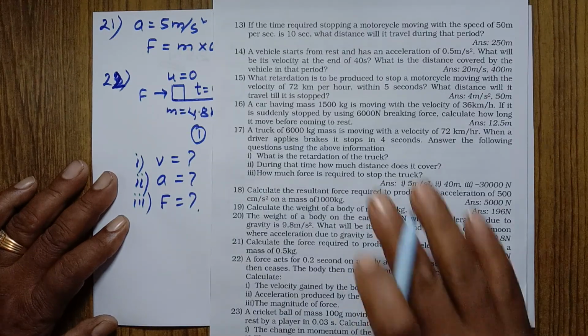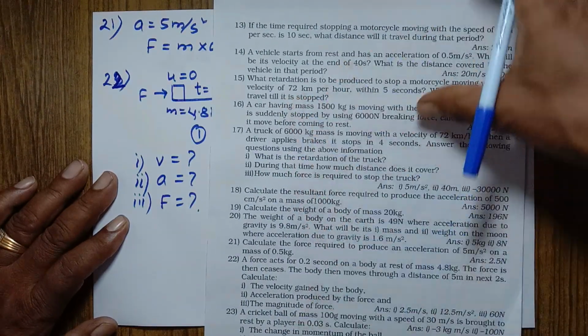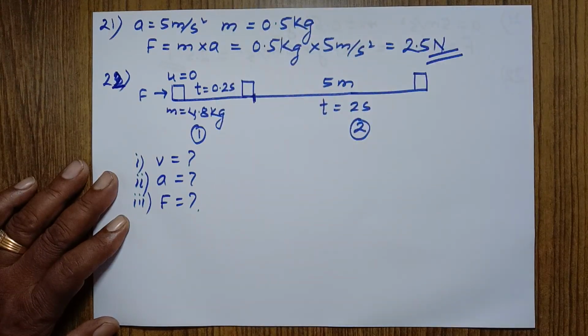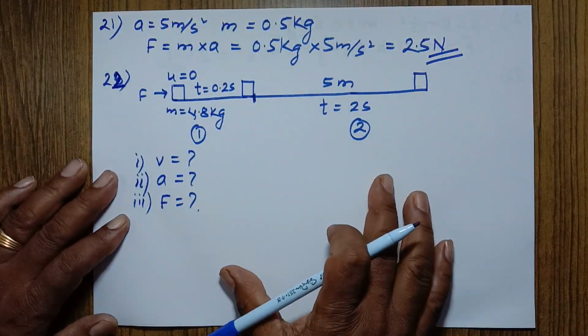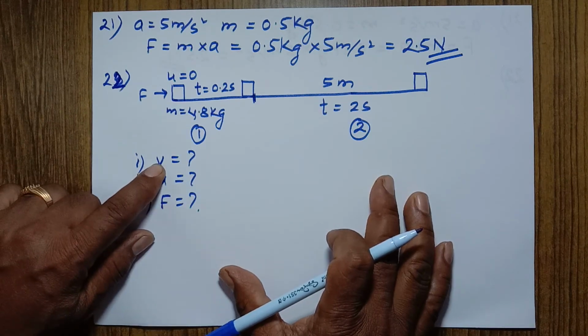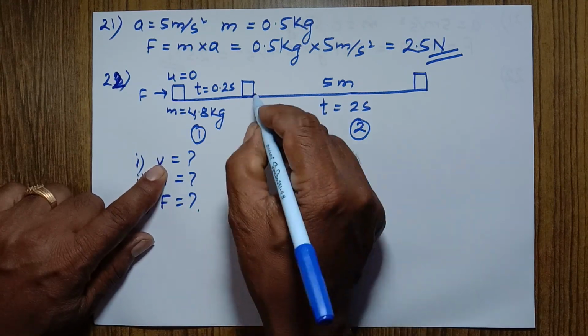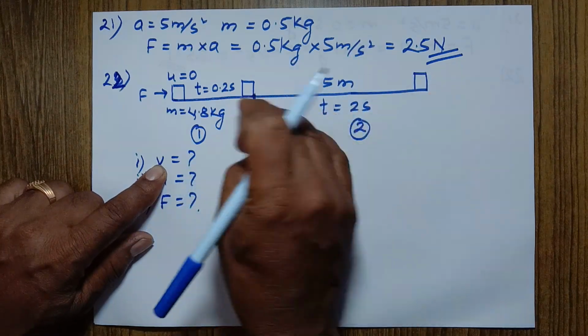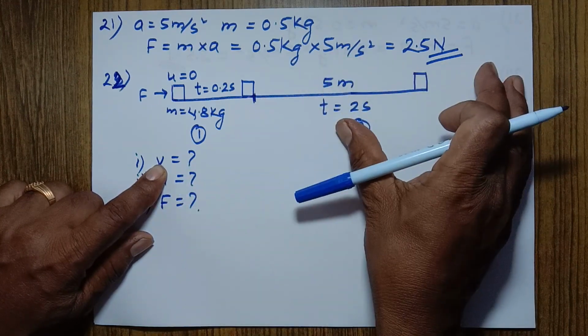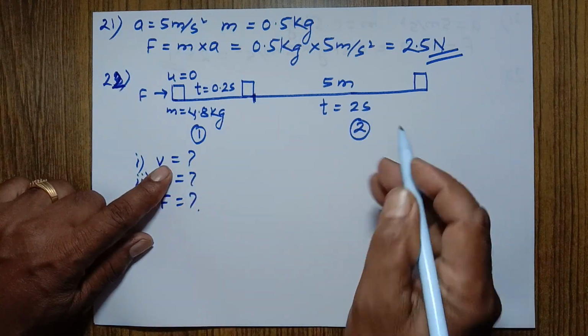Okay, now we don't have to see this sentence written in the numerical problem. This information is enough to calculate. Now what is the first question? V means velocity at this place, or the velocity with which it keeps on moving, whatever it is. Now this can be calculated very easily.